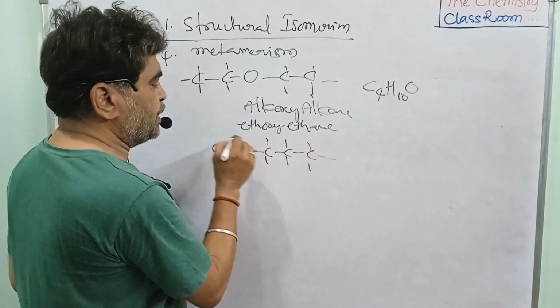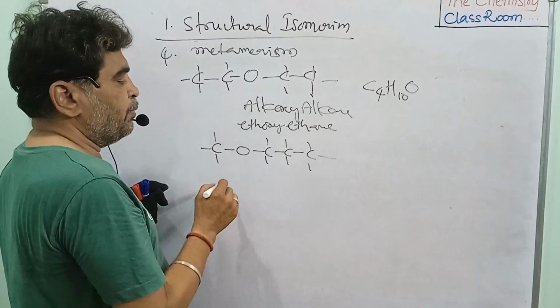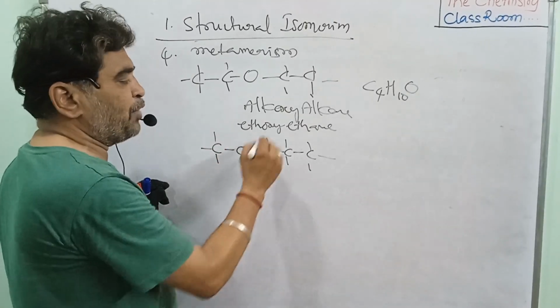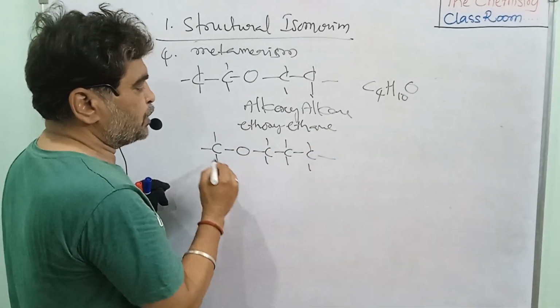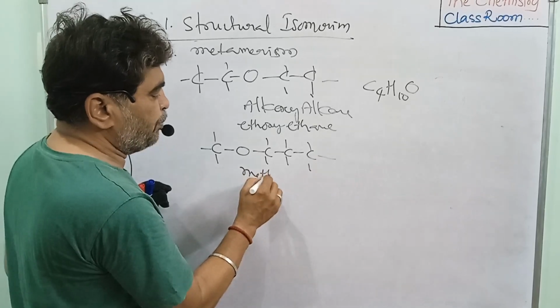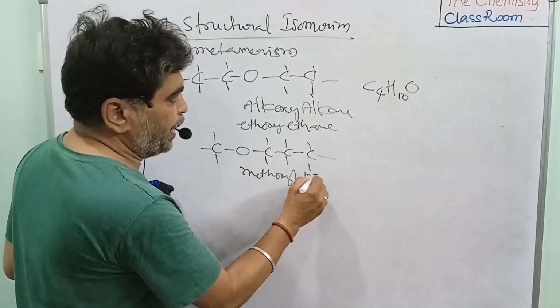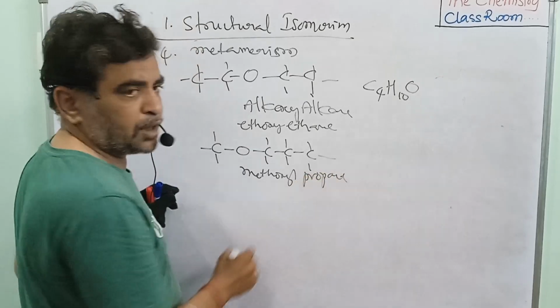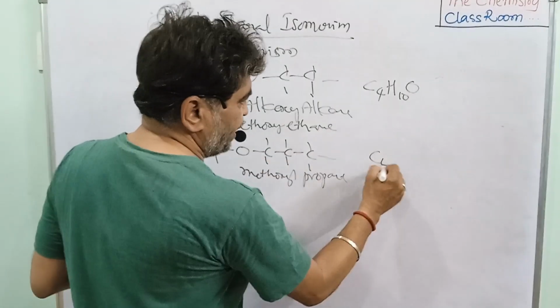This compound is also an ether compound only. Here, on one side we have a methyl group, and on the other side we have a propyl group. So it is called methoxy. The compound is methoxypropane. What is the compound? It is methoxypropane.